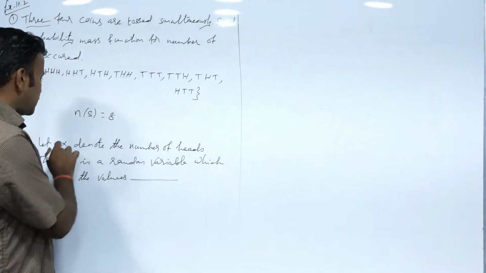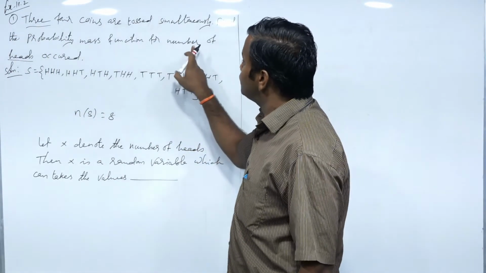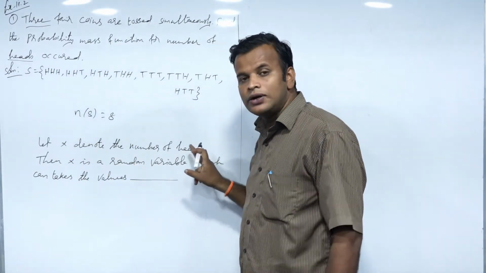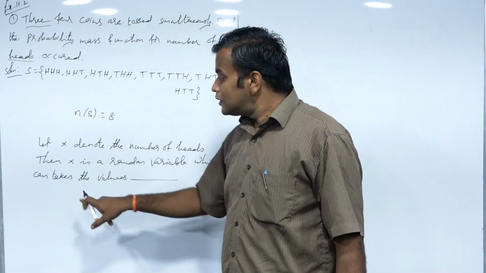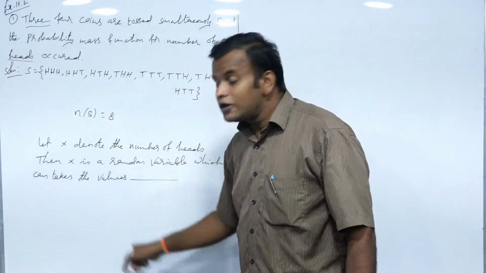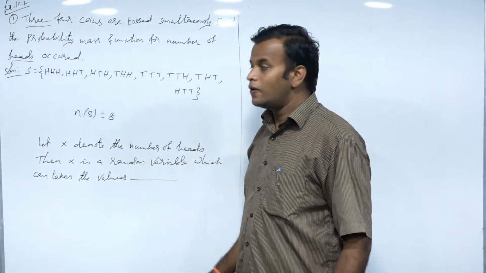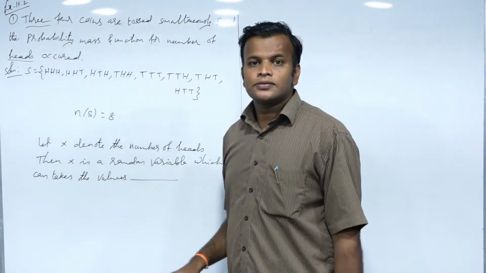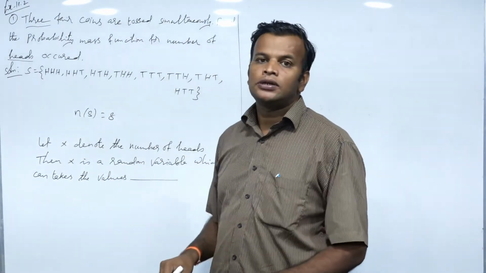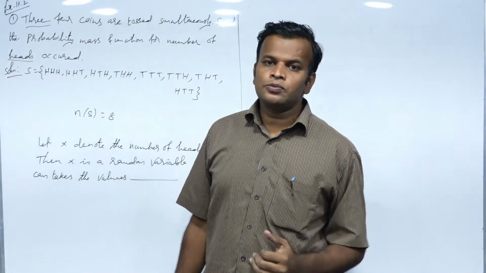Next is important, x. Here x denotes the number of heads. You see, find the probability mass function for the number of heads. So let x denote the number of heads. We already assume the number of heads is x. Then this x is called a random variable. Then x is a random variable which can take the values. So what are the least and last values of the random variable? This is very important. We tossed how many coins? 3 coins. We assume x is the number of heads. So you tell one possible value. We tossed 3 coins simultaneously at a time. The number of heads is assumed.